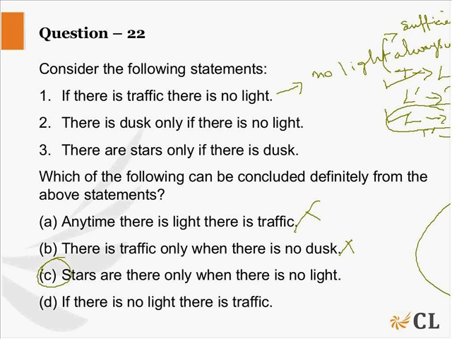answer. D says if there is no light, there is traffic. No. Instead it's the opposite: if there is traffic, there is no light. So C becomes your answer. I hope it is clear. Yes or no? Please type either yes or no if you have understood this.